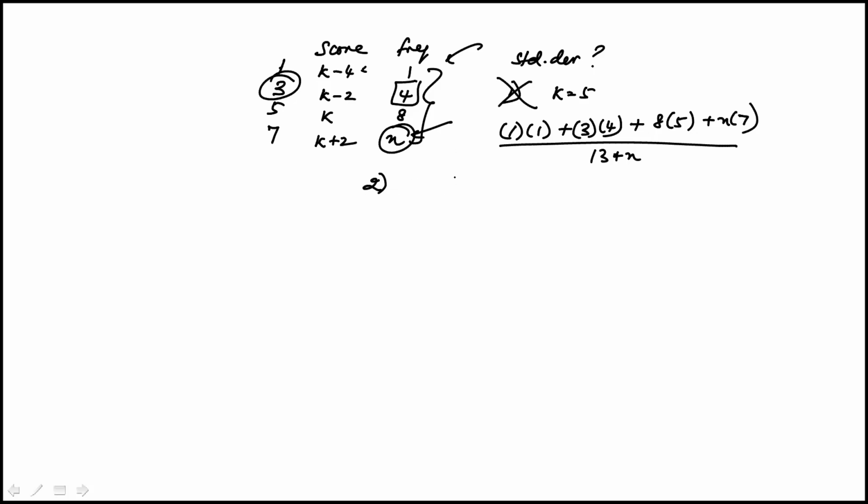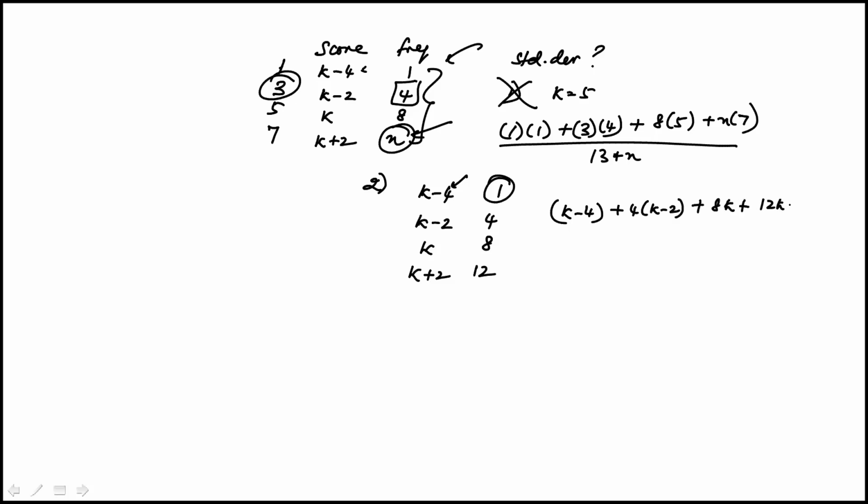If we look at 2, now we know the frequency. And then the question is, we'll be able to find the deviations from the average. So here, first thing I can do is to find the weighted average. So that would be multiplied by the frequency, these values. So k minus 4 plus 4 times k minus 2 plus 8k plus 12k plus 24. And then I divide by the total number, which is 25.